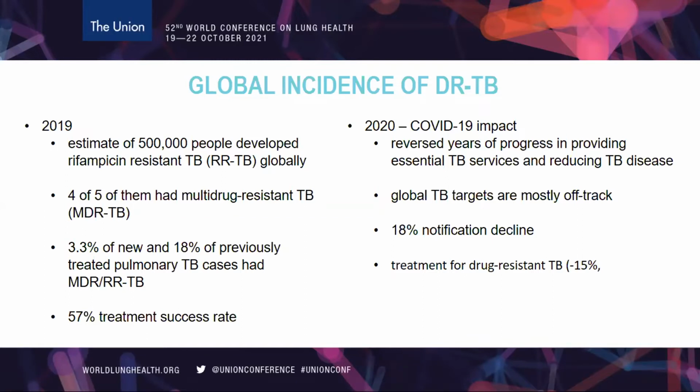So, the global incidence of drug-resistant tuberculosis. We see that in 2019, there were an estimated 500,000 people who developed rifampicin-resistant TB and multi-drug resistant TB, which is resistant to both rifampicin and isoniazid. Among them, there were 3.3% new cases, and 18% of them were previously treated pulmonary TB cases. The treatment success rate was 57%. However, in 2020, the COVID-19 pandemic impacted the progress that has been made in the fight against tuberculosis. You can see that there was a loss of track on the global targets. There was an 18% drop in the notification rate, and when it comes to DRTB, a 15% drop in treatment.